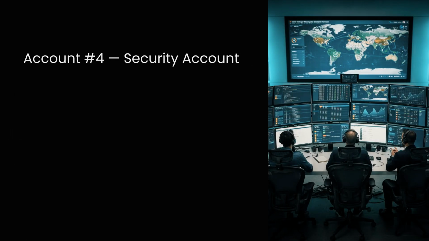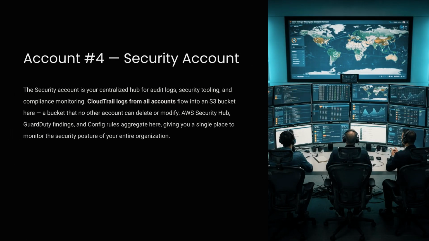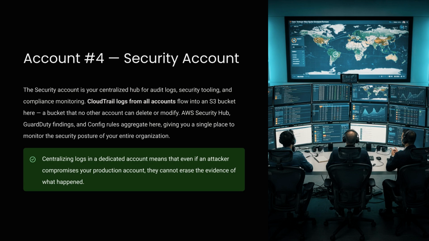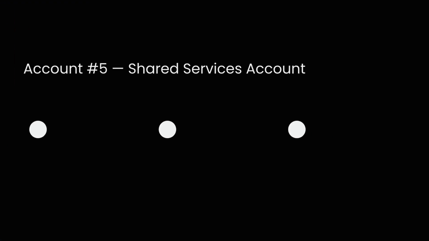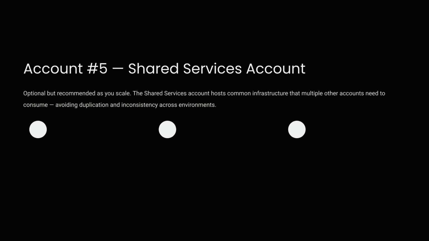Account number 4 is the security account, a centralized hub for audit logs, security tooling, and compliance monitoring. CloudTrail logs from all accounts flow into an S3 bucket here that no other account can modify. Centralizing logs in this dedicated account ensures that evidence of a compromise cannot be erased, even if a production account is compromised. Account number 5 is the shared services account, which is optional but recommended as you scale.